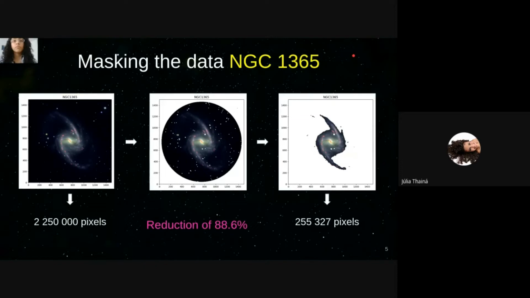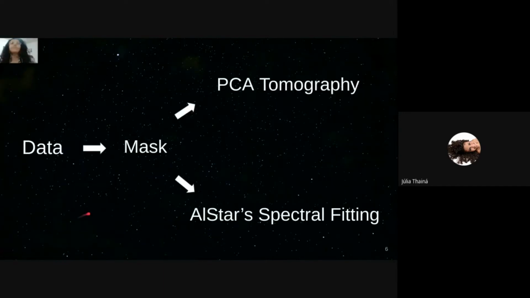Then the main goal with these masks is to define the best useful area of the galaxy. This step is very important because it will influence our results. Besides providing a big reduction of processing time and storage, here, for example, we have a reduction of almost 2 billion pixels. Right. Then after the mask, we apply two methods: the PCA tomography and the All-Star spectral fitting.